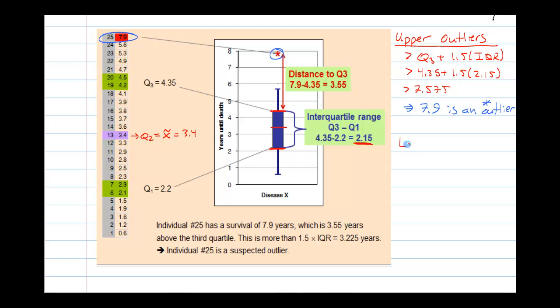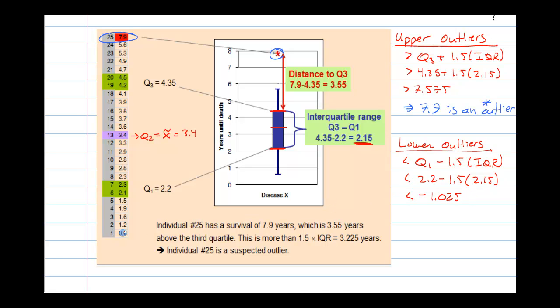Next, we're going to look at lower outliers. With lower outliers, I say anything less than Q1 minus 1.5 IQR. So we're subtracting here. Q1 is 2.2, and IQR in this particular case again was 2.15. And 2.2 minus 1.5 times 2.15 is a negative value, negative 1.025. So if any data points are less than negative 1.025, they'll be a lower outlier.